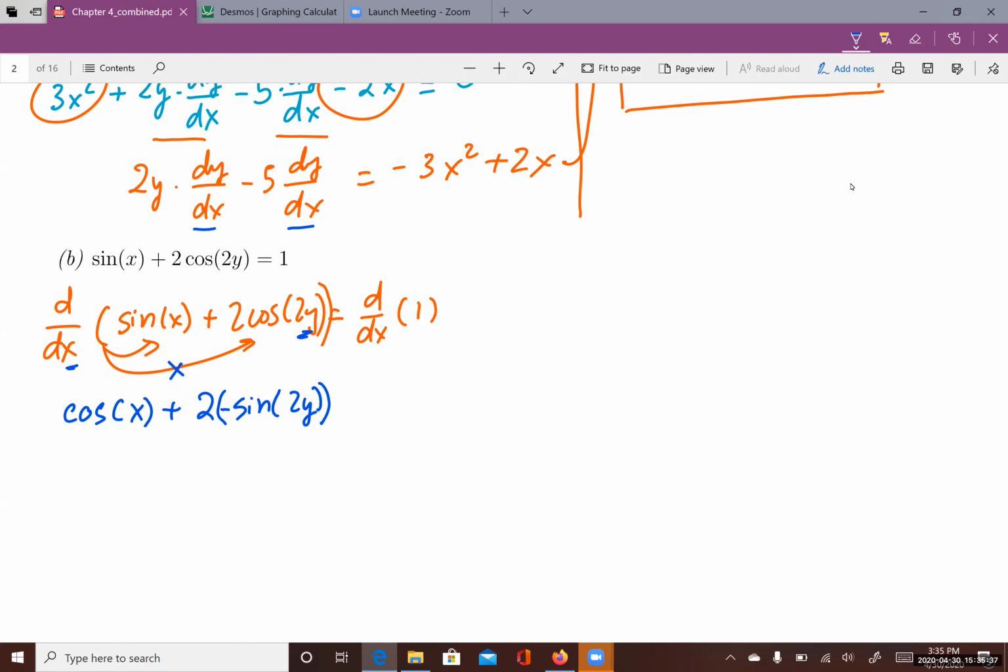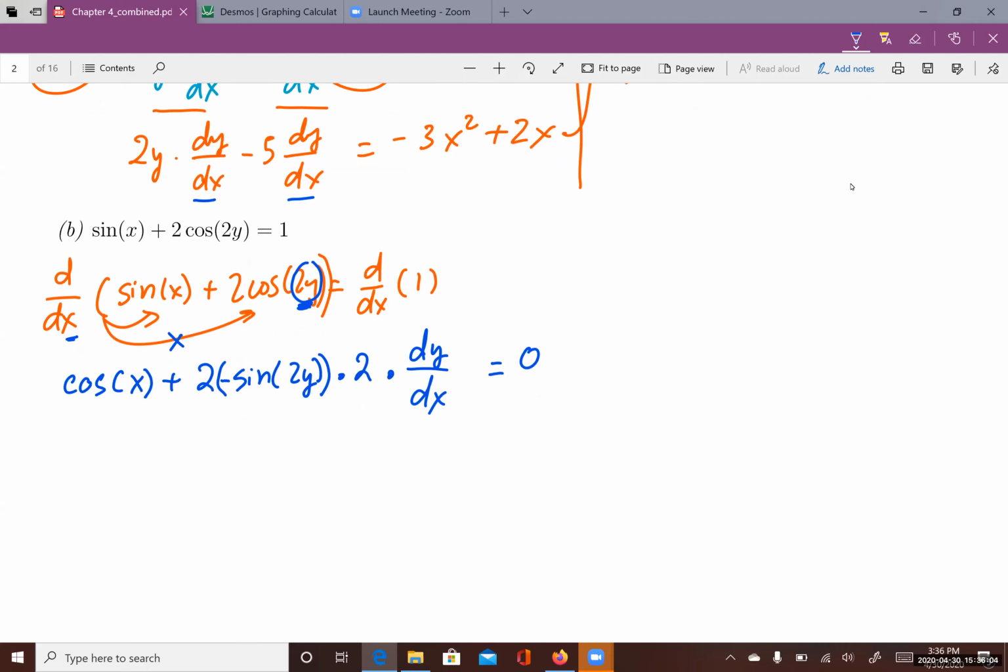And then you have to multiply by 2, because it's 2y, not y, so you have to multiply by the derivative of the inner function, which is 2. And you have to multiply by dy over dx, because x and y are not the same. And on the right side, the derivative of a constant 1 should be 0. All right, does it make sense to you? So this 2 is a 2 here.